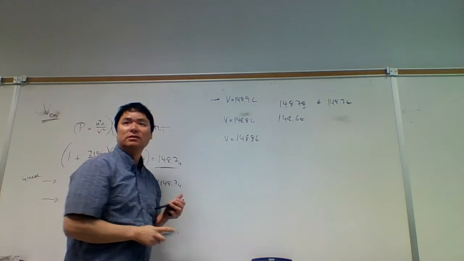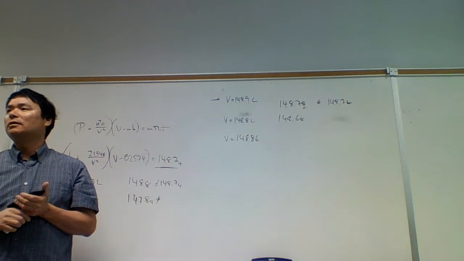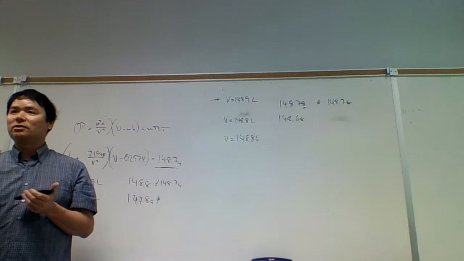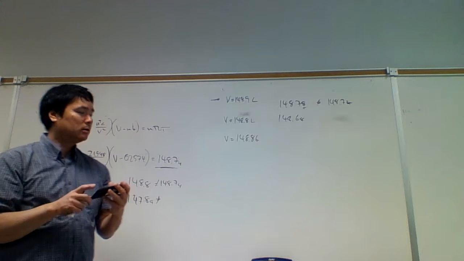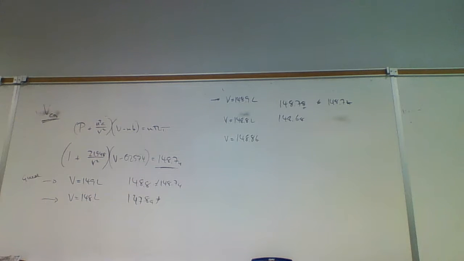So 148.86. Do you see? What do you think? Yeah? If it's linear, we're assuming it's linear. It's not, but if it's linear, that's where it should be. And so let's just give it a try. This is going to be 21.948 divided by 148.86 squared, plus 1, times parentheses 148.86 minus 0.2574.